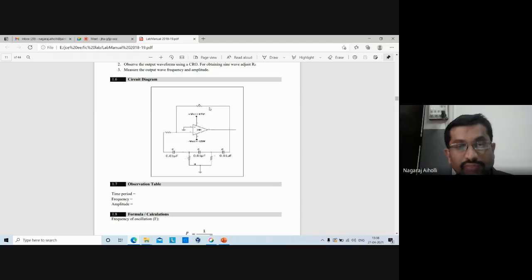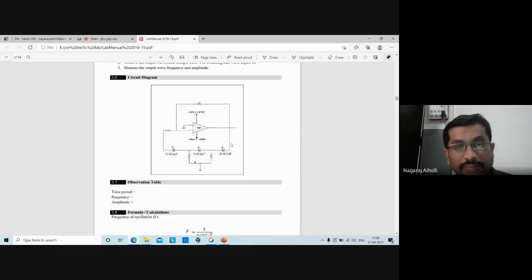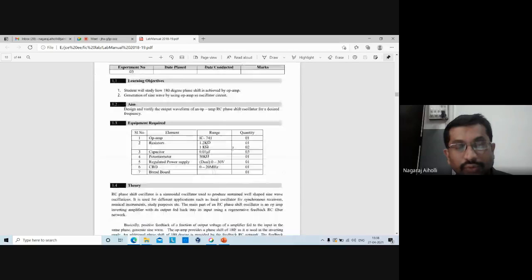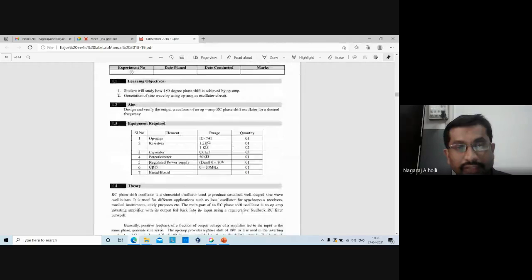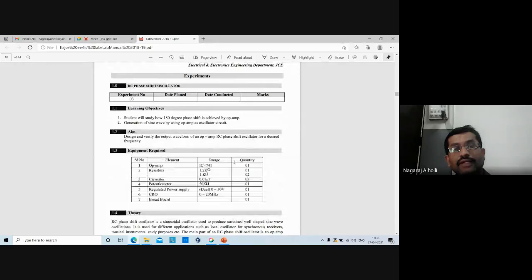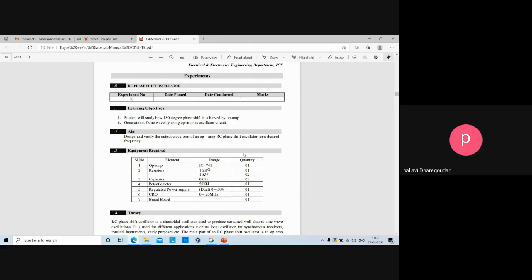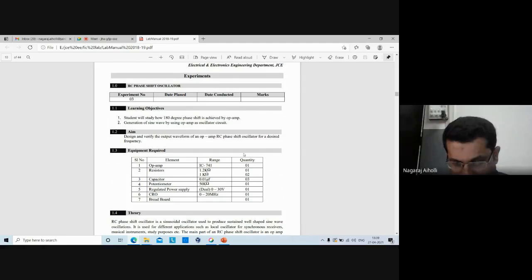So this is the circuit of the RC phase shift oscillator. We have various resistors and capacitors, right? What is basically an oscillator? How do you define an oscillator? Can anybody define an oscillator? Simple, what is an oscillator? Which produces cycles per second. Correct, you're right. Very good, that is one answer.